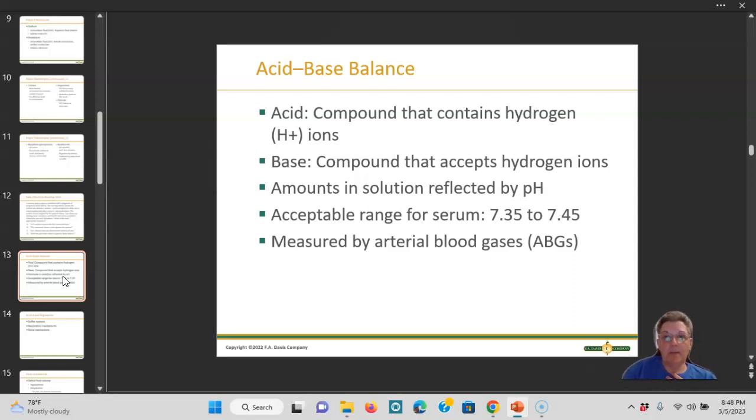which typically a respiratory therapist would pull from the artery, okay, on the wrist. They pull that out, and it needs to be put on ice and taken straight to the lab. So 7.35 to 7.45 is not a lot of room. In between 7.35 and 7.45, your regular pH balance. Less than 7.35, you're acidic. More than 7.45, you're alkaline.